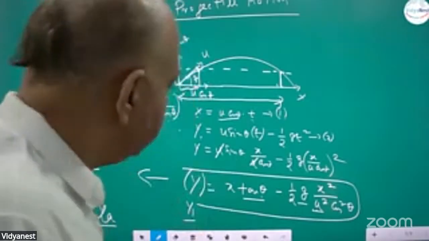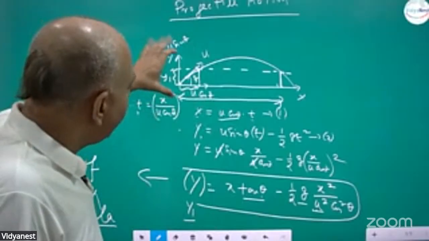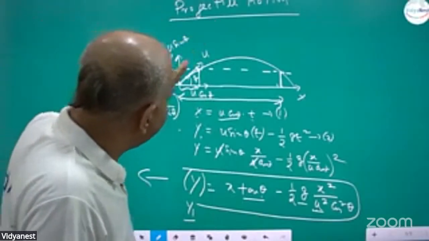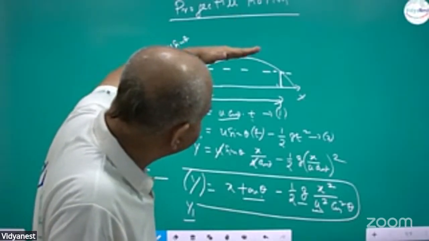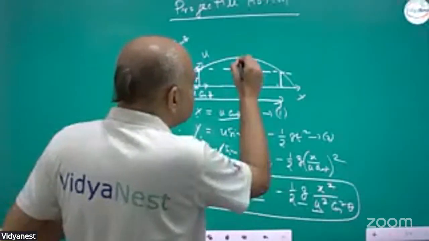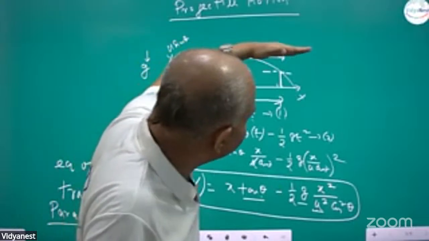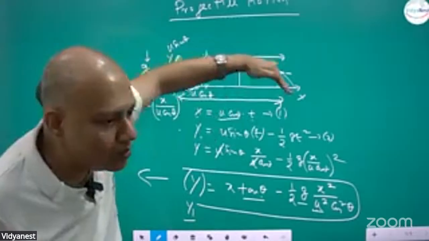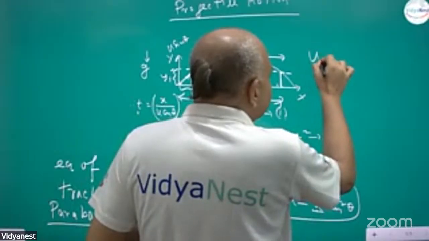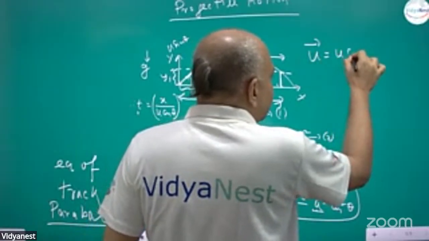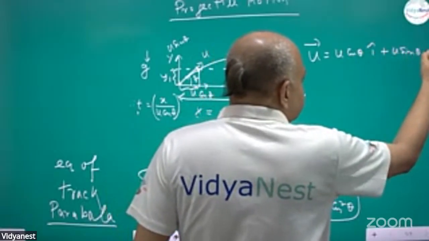Now see, if I observe the motion of the particle, initially it started this way, then the inclination keeps changing, and when it reaches the top point, the velocity becomes totally horizontal, then again it comes down. So initially, velocity u can be written as u cos theta i cap plus u sin theta j cap.